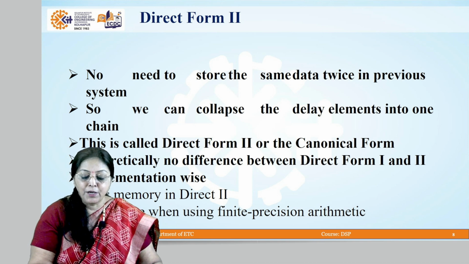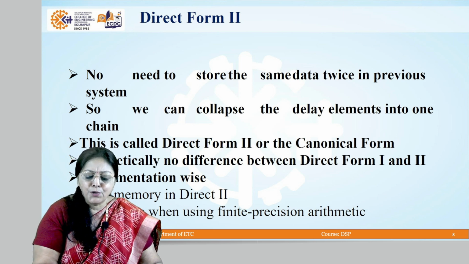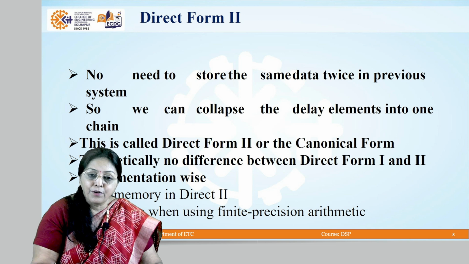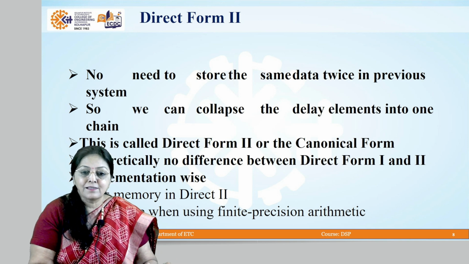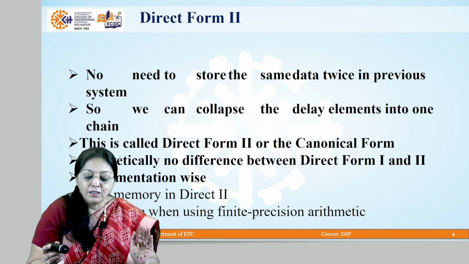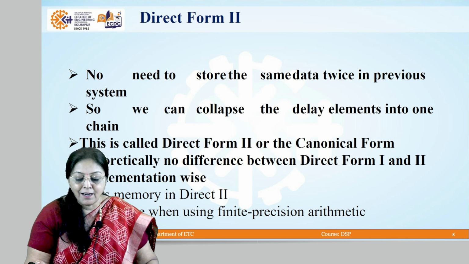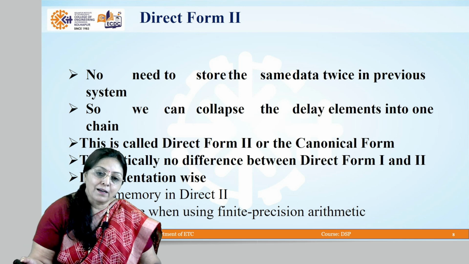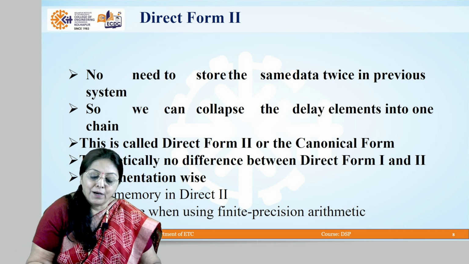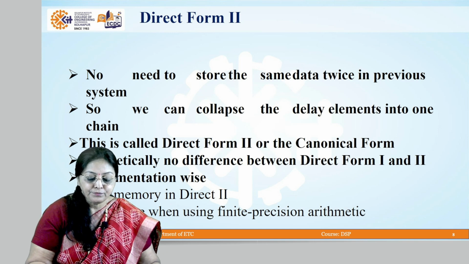Theoretically, there is no difference between direct form 1 and 2, but to minimize the hardware we generally use direct form 2. If you want to realize the cascade realization and the parallel realization, which are the next part of this session, we select the direct form 2 realization.